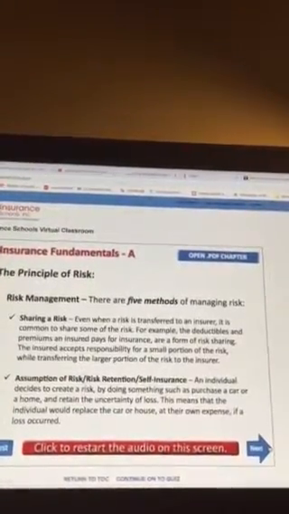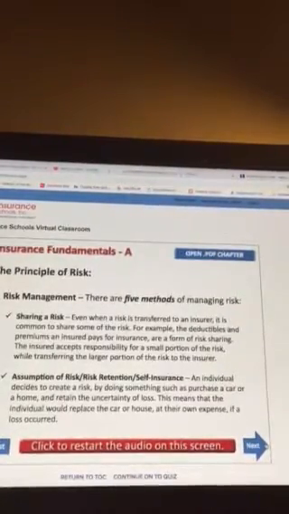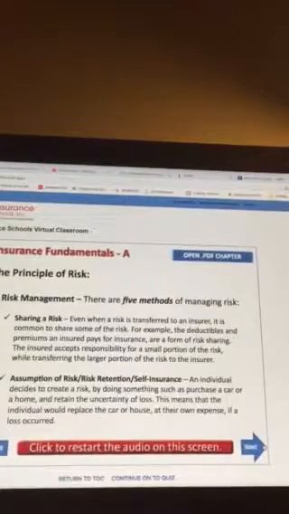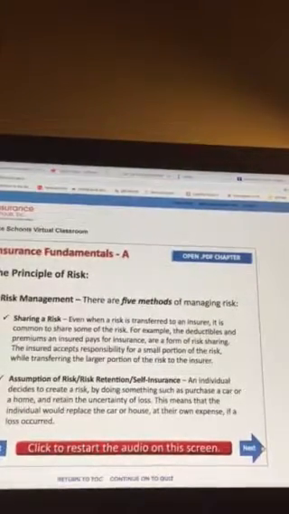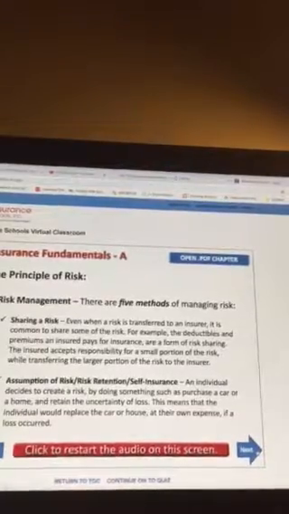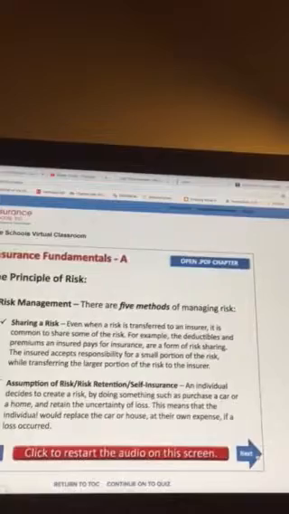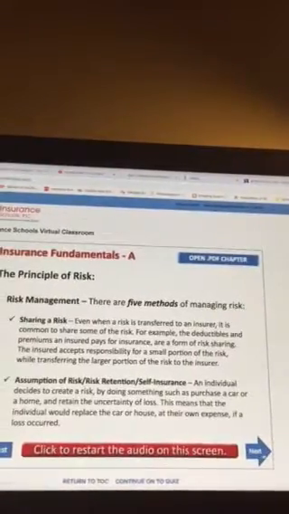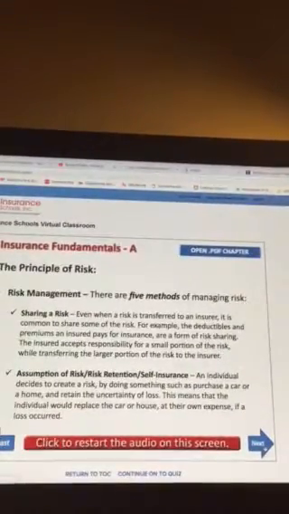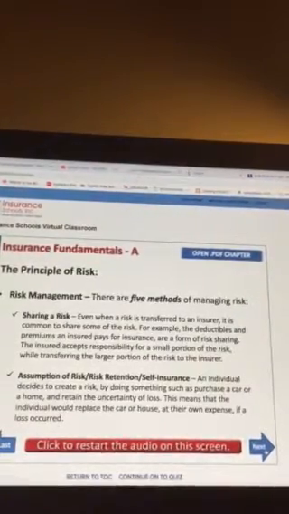Sharing the risk is our next risk management method. Even when a risk is transferred to an insurer, it is common to share some of the risk. For example, the deductibles and premiums an insured pays for insurance are a form of risk sharing. The insured accepts responsibility for a small portion of the risk, while transferring the larger portion of the risk to the insurer.